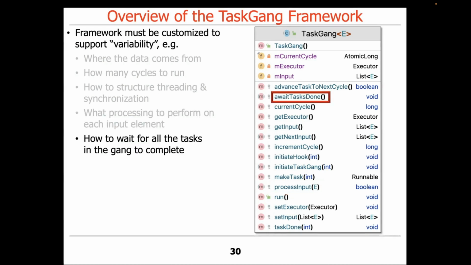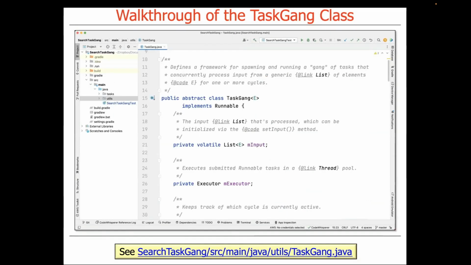Something else you can do is there's this method called await task done, which is how the main thread waits for all the tasks in the gang to complete when they're all finished. And this can be done through various means like join or countdown latches and so on. So those are basically the main methods in the TaskGang framework. So what we're going to do now is go take a quick look at the TaskGang class.